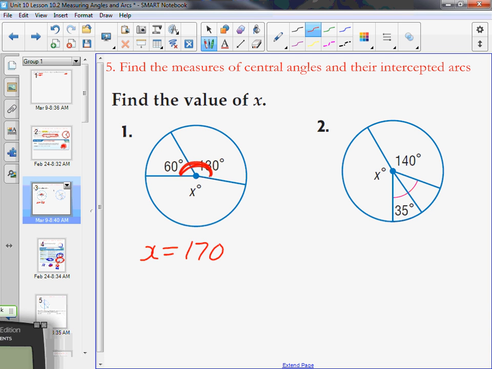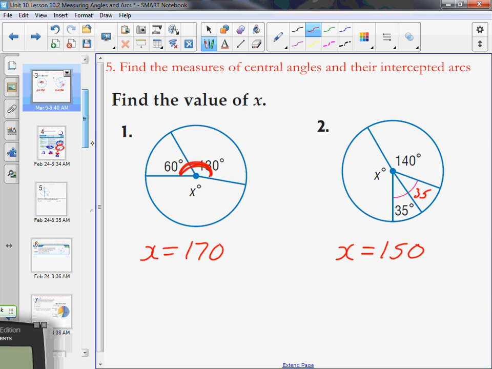All right, number 2. I thought the picture here was a little confusing with those arcs. I couldn't tell if that was one red arc or 2. It's 2. They're trying to tell us that the measure of this angle is also 35. Well, 35 plus 35 is 70. 70 plus 140 is 210. So won't x equal whatever 360 minus 210 is? 150. So far, so good. Finding the measure of a central angle, if you have enough information, is not difficult.